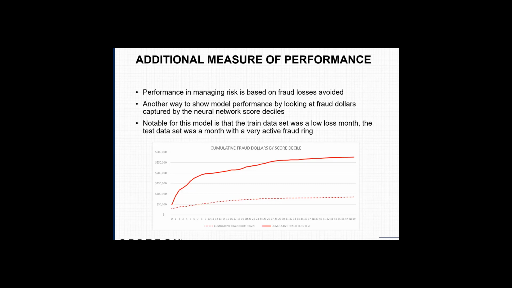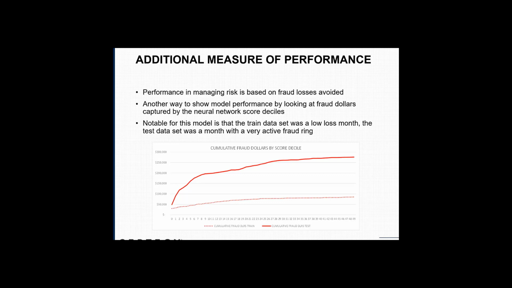One additional measure of performance, I always like to look at actual fraud dollars avoided or fraud dollars captured in this case. So again, it's just proving out, is the model useful or not? I'm just looking at the accumulation of fraud dollars by score decile here. And the dotted red line there is our cumulative fraud dollars captured in the training data set. Interesting thing to note there, that line is relatively flat. That's a good thing. What that's telling you is most of the fraud dollars are caught in that bottom decile. That's the highest risk decile.